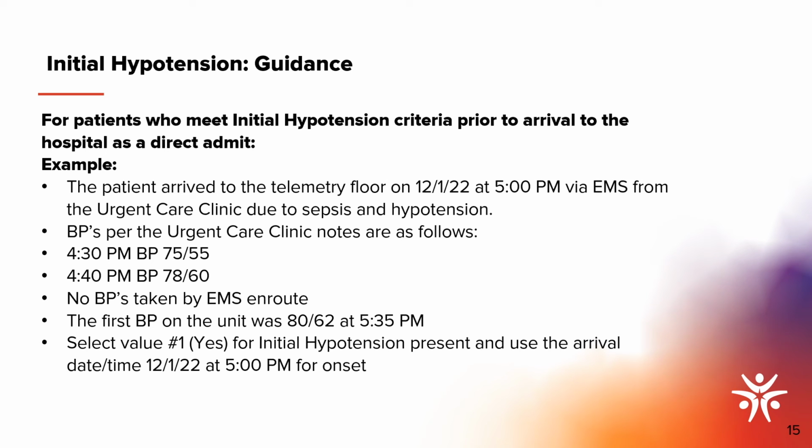At 4:30, blood pressure was 75/55. At 4:40, it was 78/60. No blood pressures were taken by EMS en route. However, the first blood pressure on the unit was 80/62 at 5:35 p.m.